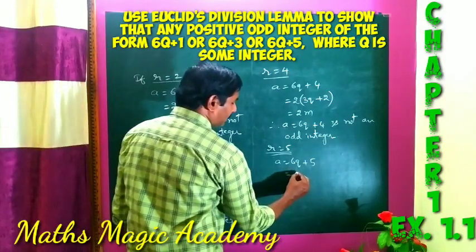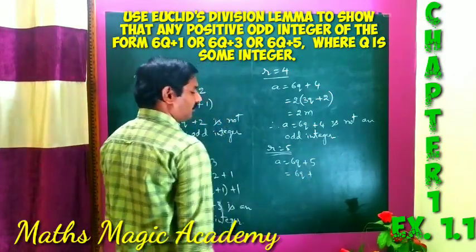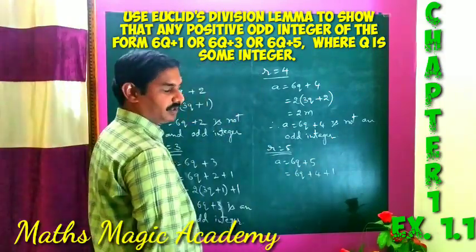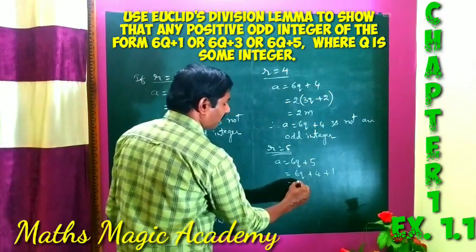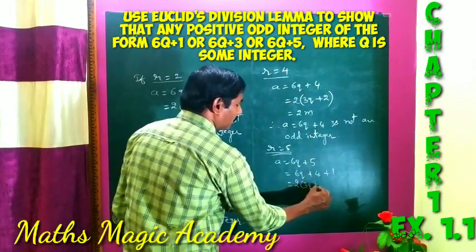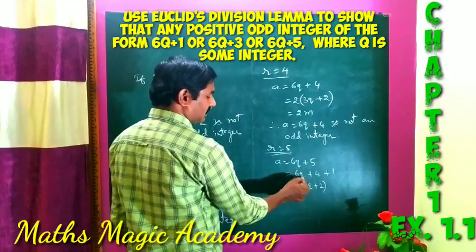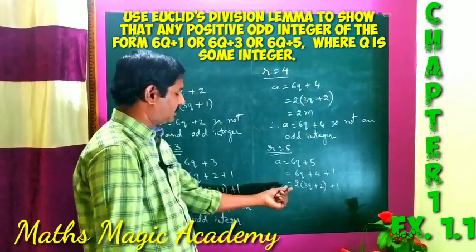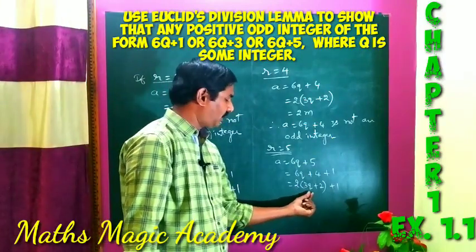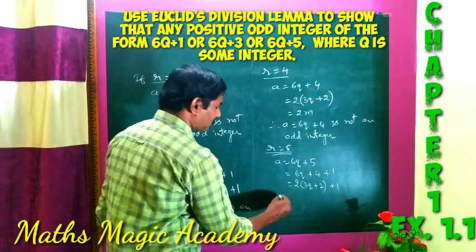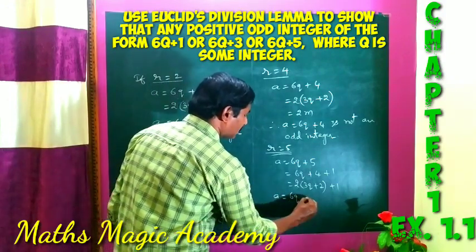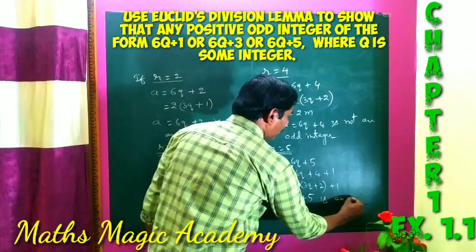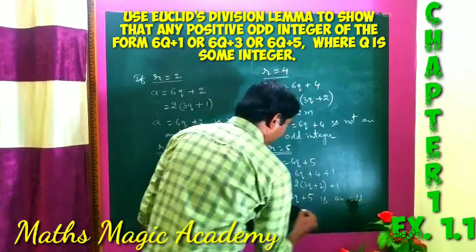Like that we can split up here also: 6q plus 4 plus 1. Then if we take 2 common, 2 into 3q plus 2. 2 3s are 6, into q, 6q. 2 2s are 4, plus 1. Now we can observe this. It is in the form of 2n plus 1. That means a equals 6q plus 5 is an odd integer.